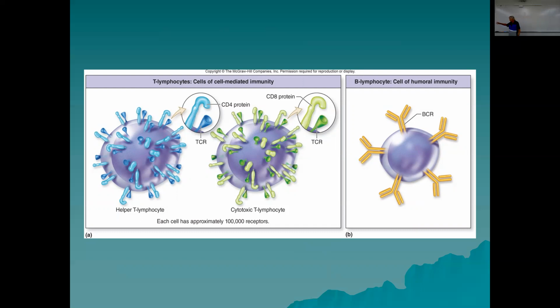And the B cells on the right there, they're the ones that make antibodies, and they have B cell receptors. And for a specific foreign protein, an antigen, they would take in that antigen presented, and if they're activated a second time, they'll start making antibodies.